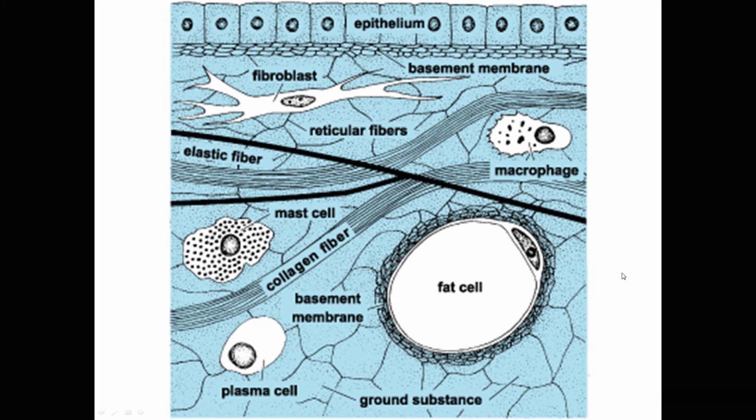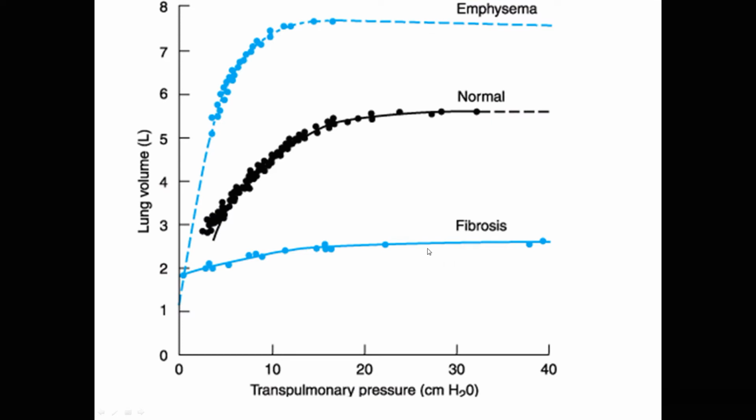The other factor playing a role in defining the compliance is the presence of fibers, mainly elastic fibers, but also collagen fibers in the lung parenchyma. This slide illustrates the normal compliance observed and also the changed compliance under different pathologic conditions.